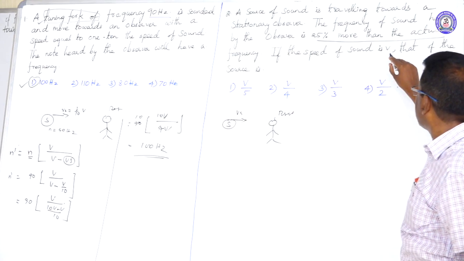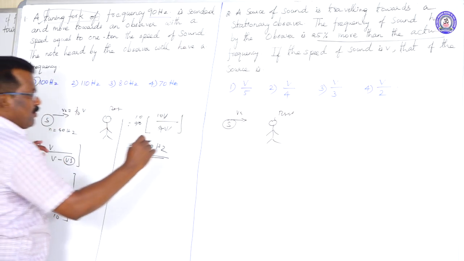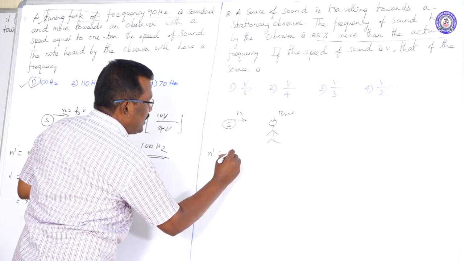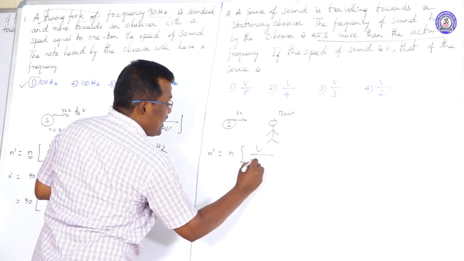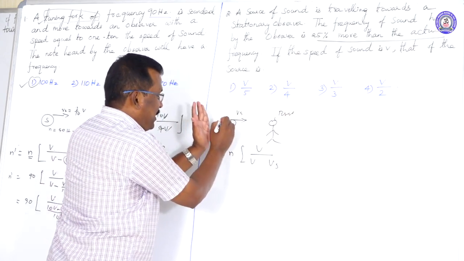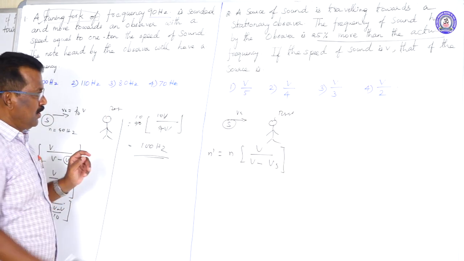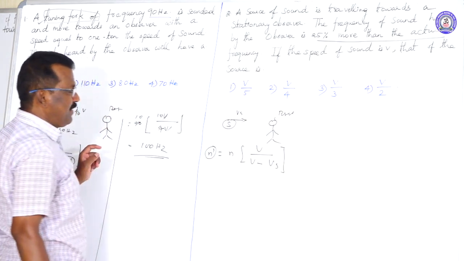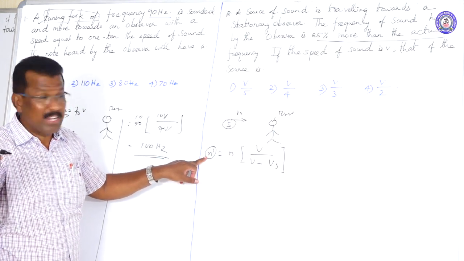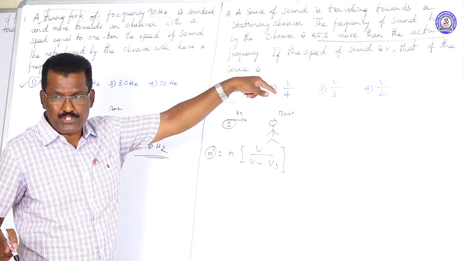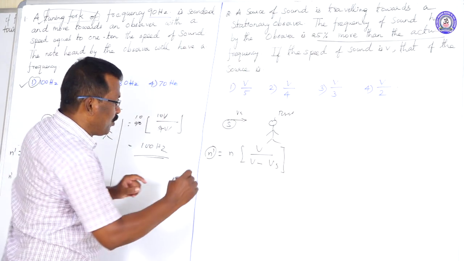So the speed of the sound is V, and that of the source, again we have to calculate the velocity of the source. So n prime is equal to n times V over V minus Vs. Again the observer is at rest. The source is moving from left to right, so that is a minus. So what is the value of n prime? n is not given, n prime is given. That is 25% more than the actual frequency, that is 100 plus 25, totally 125%.